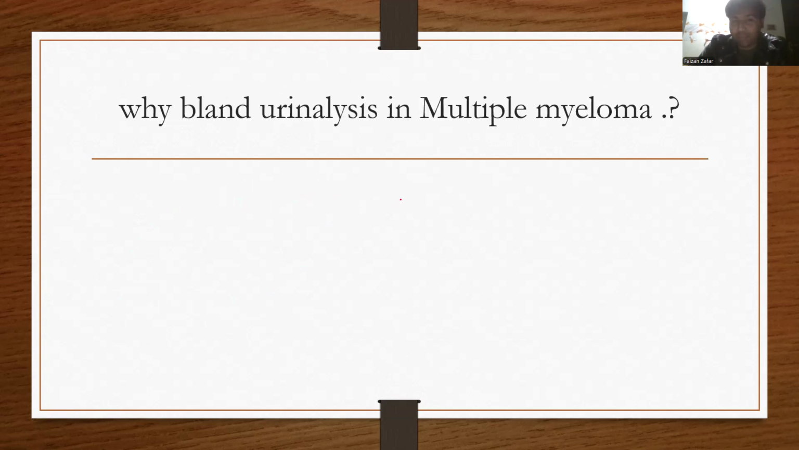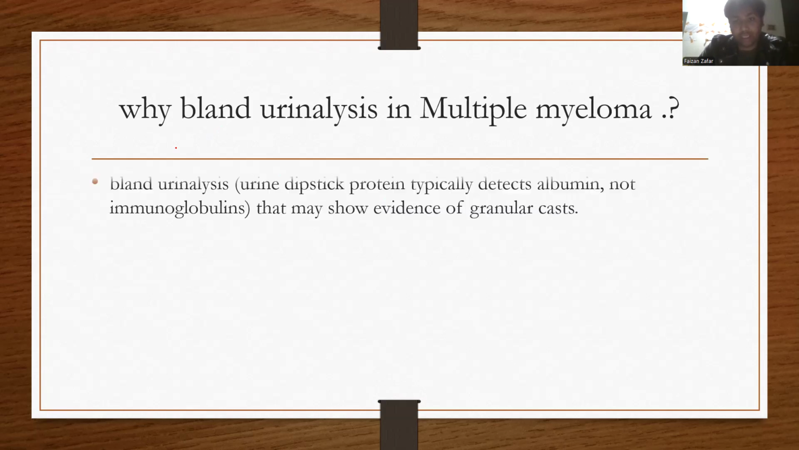Okay, why is the urine analysis bland in multiple myeloma? Why? The urine dipstick only detects albumin. In multiple myeloma, there are immunoglobulins, and these immunoglobulins are not detected by the urine dipstick. That's why the urine analysis is unremarkable in multiple myeloma, and it may show some granular casts as well.